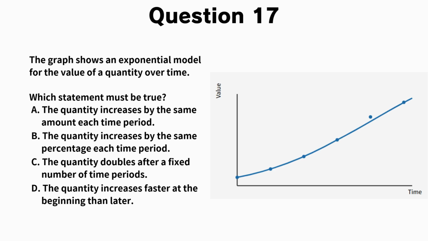Question 17. The graph shows an exponential model for the value of a quantity over time. Which statement must be true? 4 choices are given. Look at how the value changes as time increases. Do not focus on the exact numbers. Instead, think about what kind of change an exponential model represents. Pause here and decide which statement must always be true for this model.